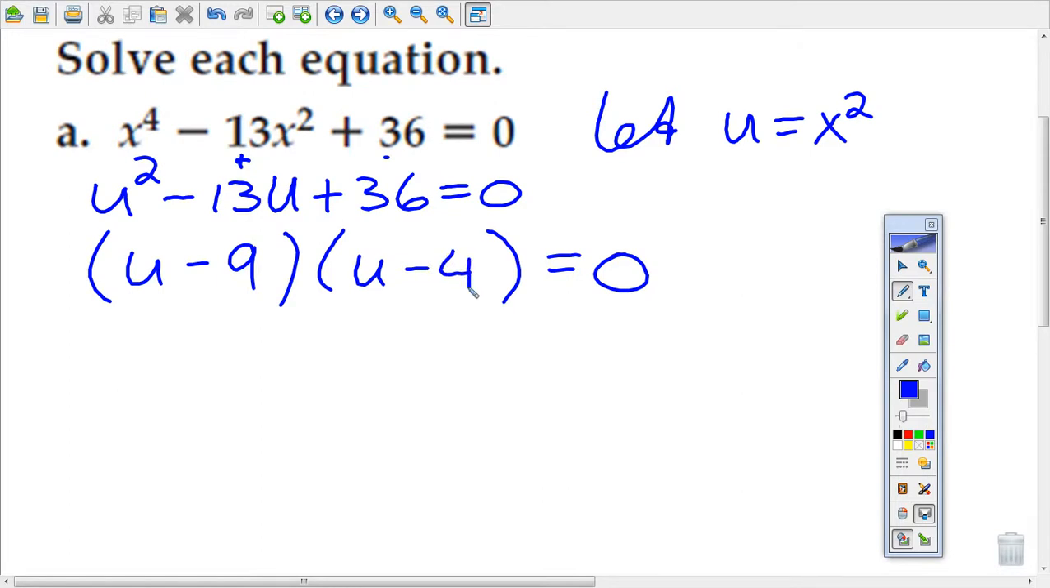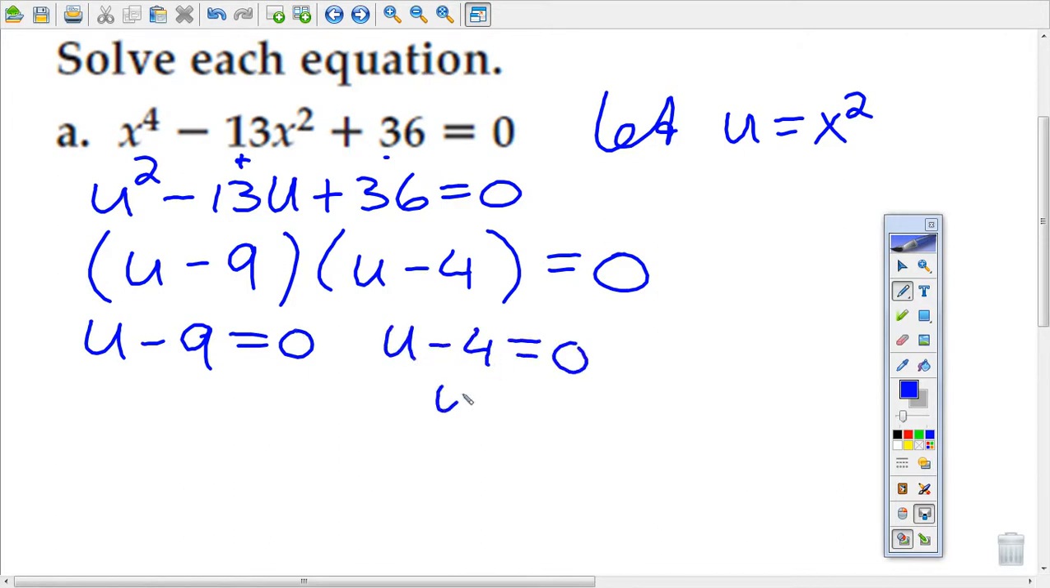Okay, now, can we get the u alone? Can we solve for u? We can, right? What do we use? What's that property called? Do you remember the vocabulary? Katie. Yay! Zero product property means you set each one equal to 0 and you solve. So u equals 4 and u equals 9. Now here's the most important concept of the entire day, this next sentence.